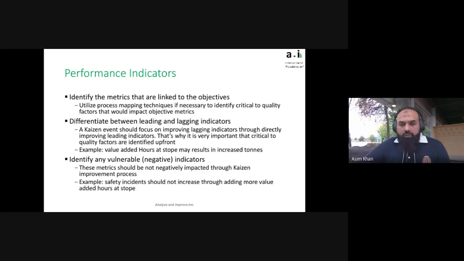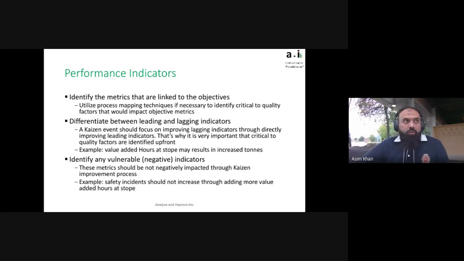In the mining world, for sure, this makes sense. Tons are usually what you're trying to improve, or if it was costs, what you're trying to reduce. But let's say your scope of the Kaizen event is about improving value-added hours in a certain area, maybe drilling, maybe mucking, maybe hoisting, maybe milling, whatever it might be. And the idea is that that's my most critical variable that I believe will impact the tons. So that's going to be leading and lagging KPI.